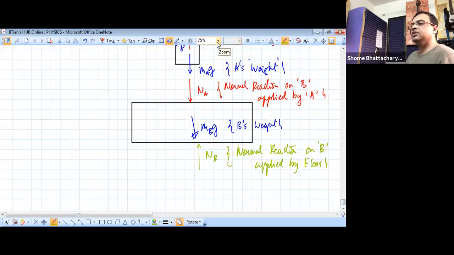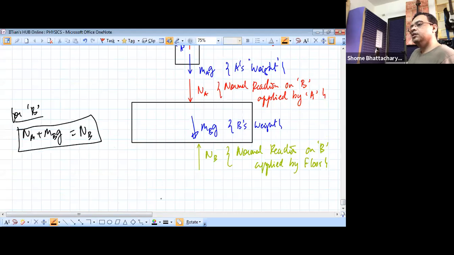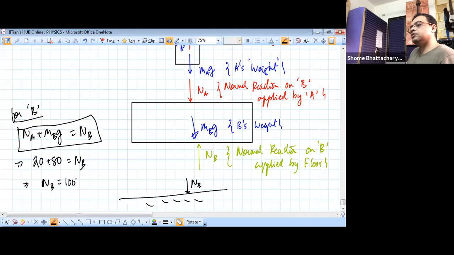So you can see that as far as block B is concerned now, the net force on it has to be 0. So for block B, the downward force that A is pressing it with plus the weight of B, that is the total force with which it is pressing on the floor below. So the floor will react by applying a normal reaction upwards. It's like on the floor now, B is pressing with a force like this. So the floor is pressing back B upwards with a force like this. Okay. So this will become 20 newtons plus 80 newtons. So this will become 100 newtons.